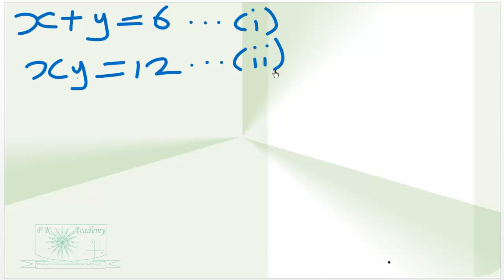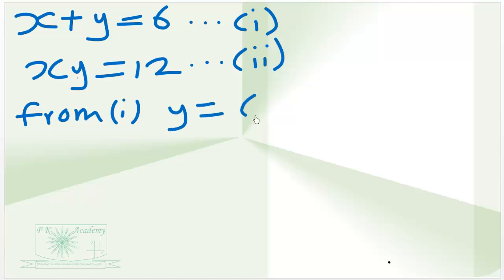From equation 1, we can make y the subject. We have y is equal to 6 minus x. That is subtracting x from both sides of the equation. So we can call this our third equation. We can plug in the third equation into the second equation here.